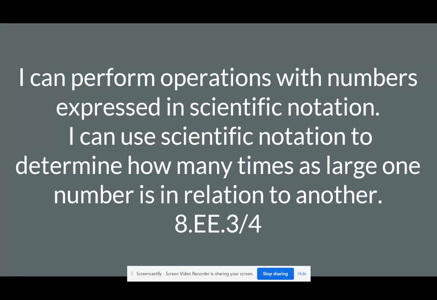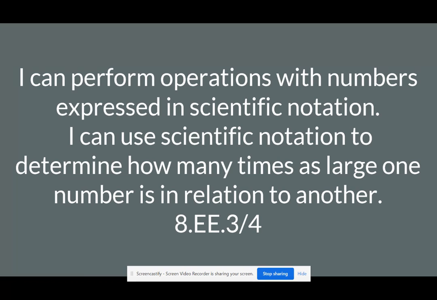So we actually have two I can statements for today. I can perform operations with numbers expressed in scientific notation. This is what you guys were doing last Friday with the giant E on the calculator. And I can use scientific notation to determine how many times as large one number is in relation to another. So you're just going to be given two different scientific notations, and you have to figure out how many times greater. So that is 8E3 and 8E4.